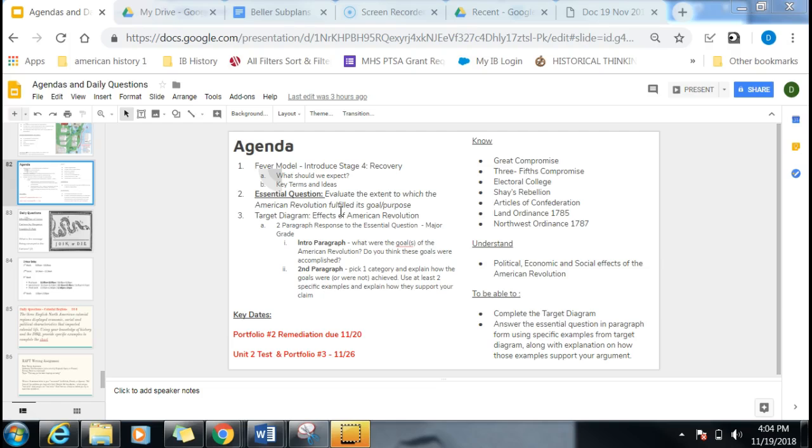In your second paragraph, I just want you to pick one category, political, economic, or social, and explain how these goals were or were not achieved. You want to use at least 2 specific examples from your target diagram and explain how they support your claim. So I've mentioned this target diagram a couple times here, so let's see what this is.